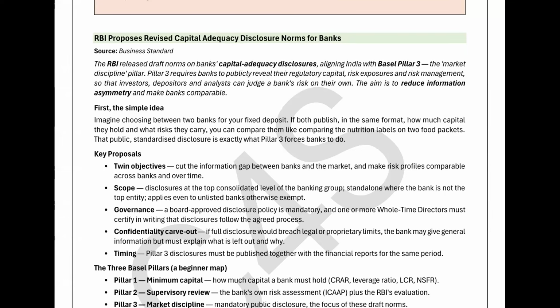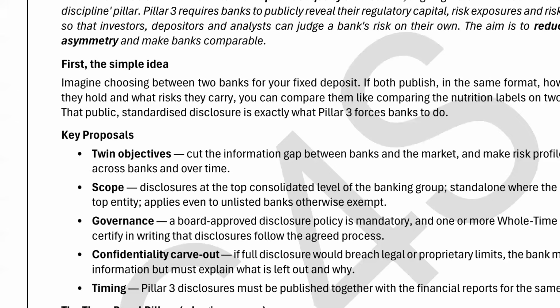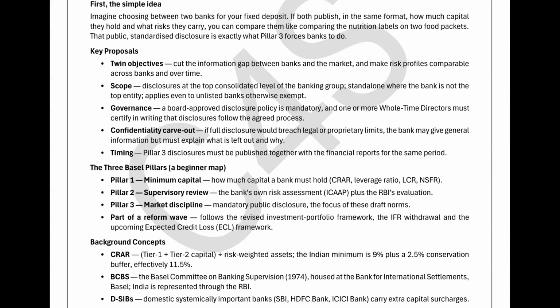So try to understand. The RBI has released draft norms on banks capital adequacy disclosure, aligning India's with Basel Pillar 3. The market discipline Pillar 3 requires bank to publish reveal. अब ये बहुत ज्यादा डिटेल में समझने की जरूरत नहीं, because you have continuously understanding what is capital adequacy, right, from March month. I guess March month से March, April and February में भी discussion they are having. की proposals क्या क्या है, ये सब चीज रेड कर लो.